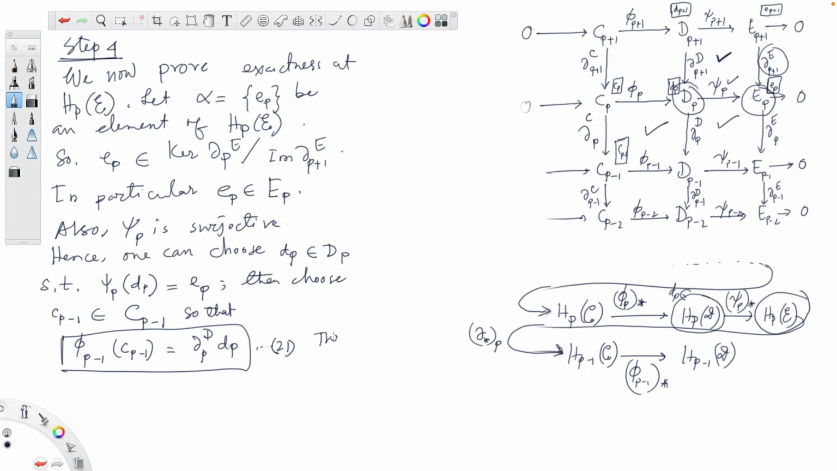Then by definition of the homology boundary homomorphism del star P, one has del star P of alpha is equal to the class of CP minus 1.